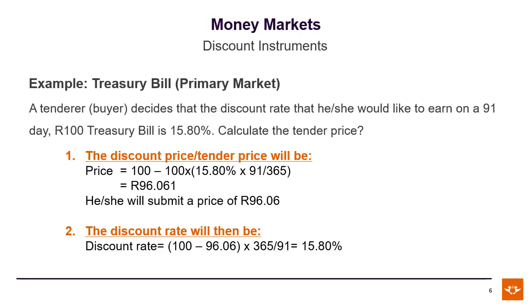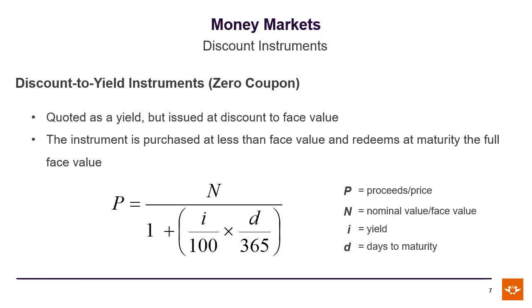I'm going to look now at an example on a straight discount instrument, the treasury bill in the primary market. A tenderer or a buyer decides that the discount rate that he or she would like to earn on a 91-day treasury bill is 15.8%. We're asked to calculate the tender price.